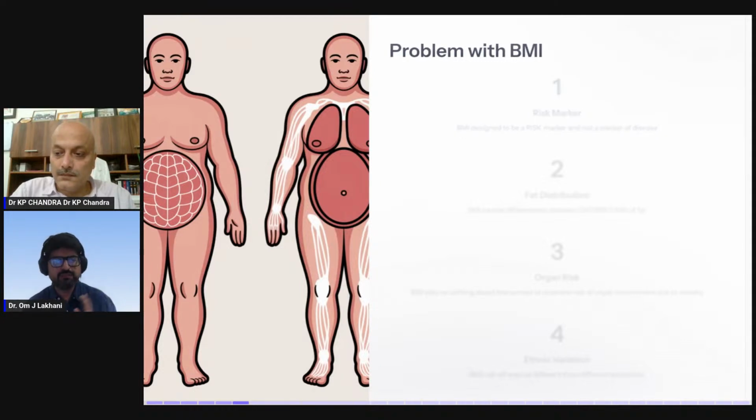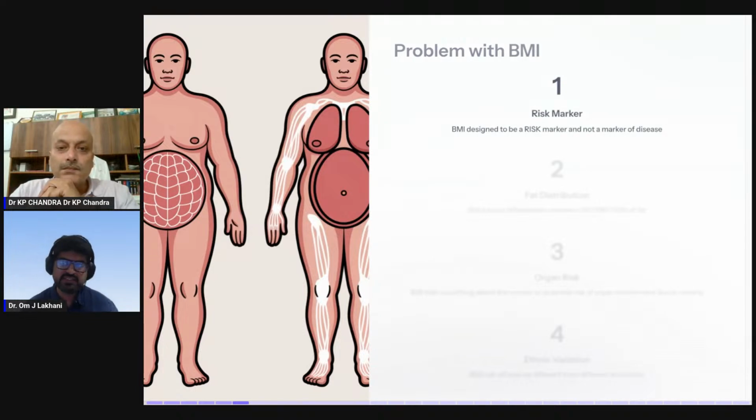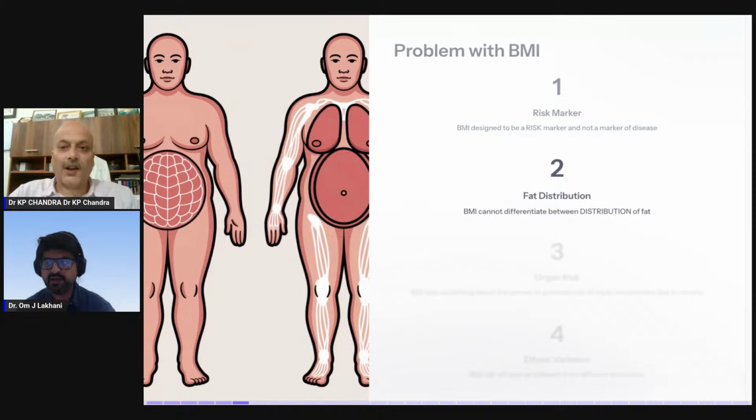Now, the problem with BMI is that when it initially came, it was supposed to be a risk factor. It is a risk factor. But now we understand that obesity is not just a risk factor, it's a disease in itself, right? So I'll come to this differentiation in a minute. The problem with BMI is that it was originally designed to be a risk factor and not a marker of disease, right?